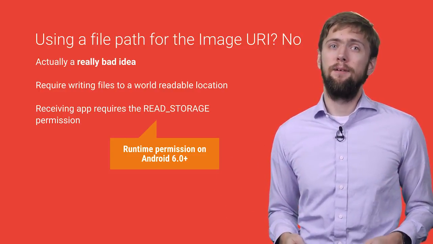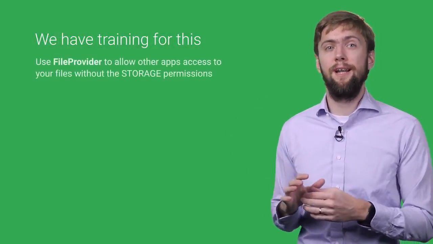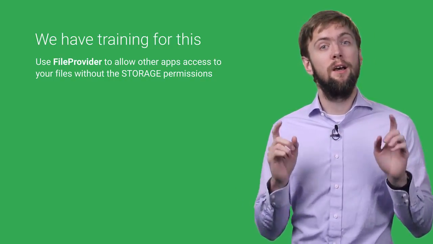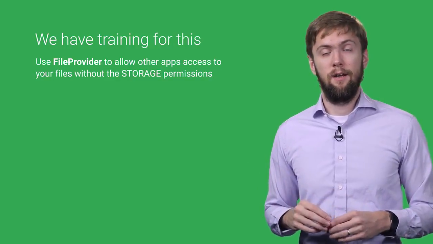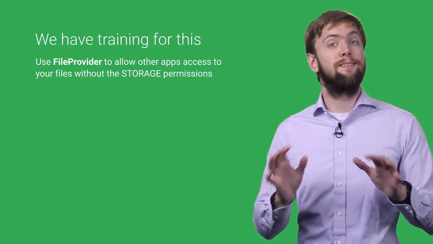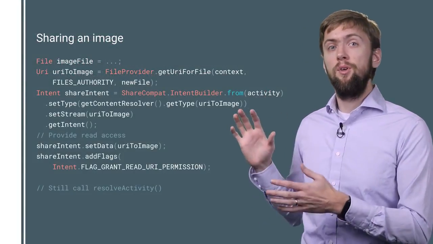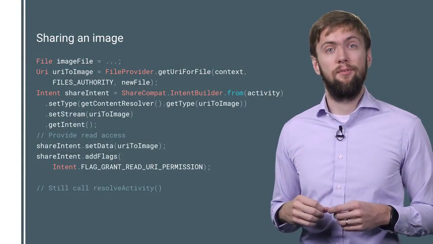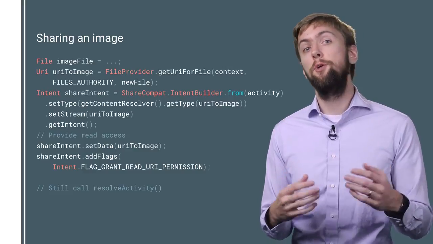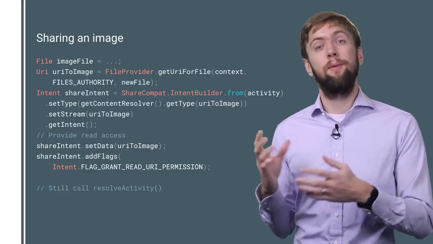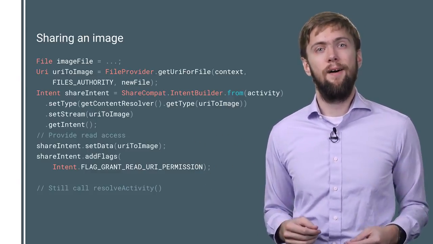Don't be that app. Instead, we have a whole training doc on correctly sharing files in a way that requires no storage permission using FileProvider. Check out our blog post and docs for how to set it all up first. So what does our code look like now? We've used FileProvider's getUriForFile to get a shareable URI, suitable for passing to another app. Awesome. We even get a way of determining the type automatically from the file.